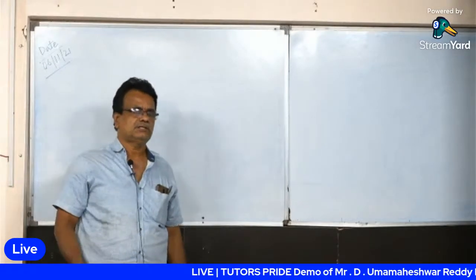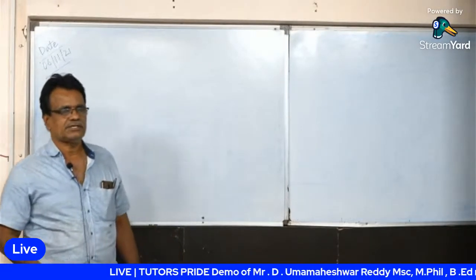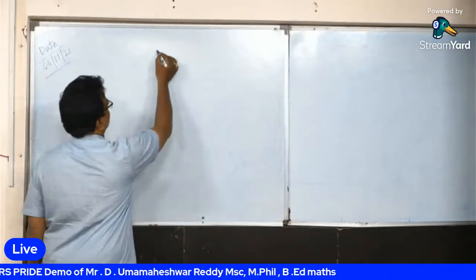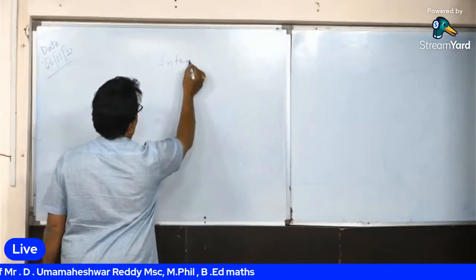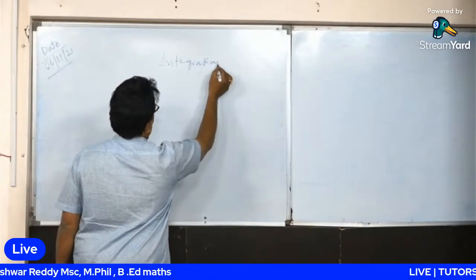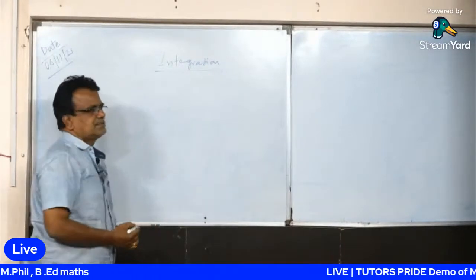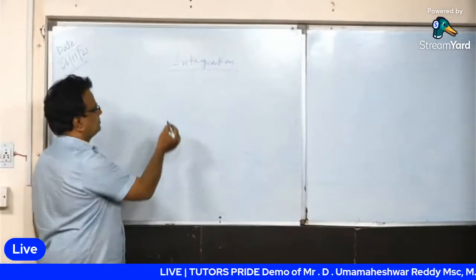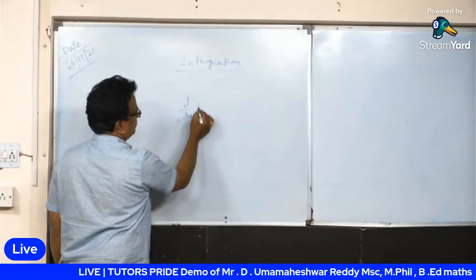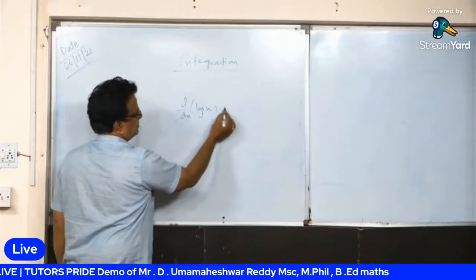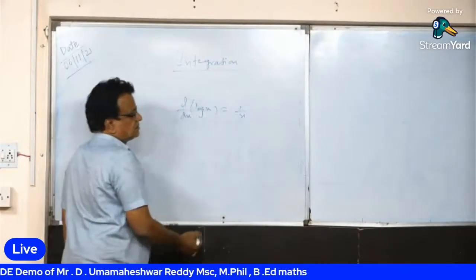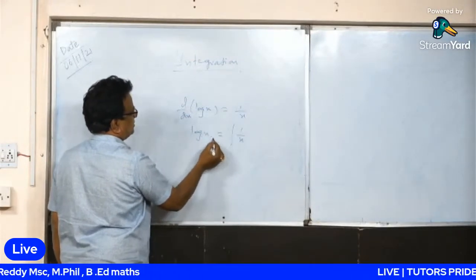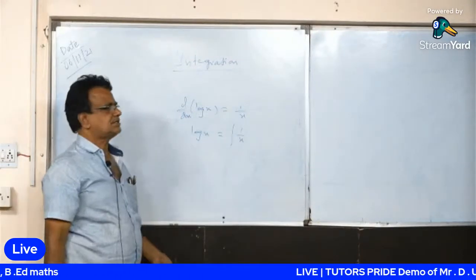So, let me start a small topic in intermediate second year. The topic is integration. What does integration mean? It is only the antiderivative. The derivative of log x is 1 by x. So, the integration of 1 by x is log x. It's just the reverse of differentiation, you can say the antiderivative.